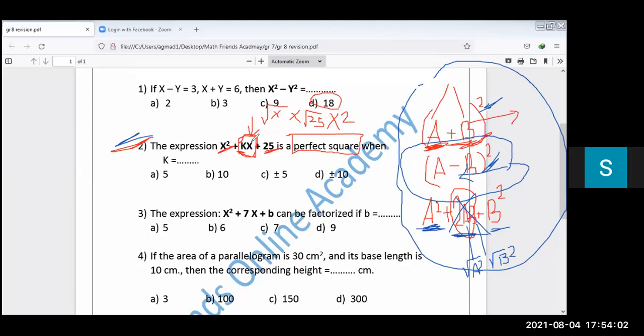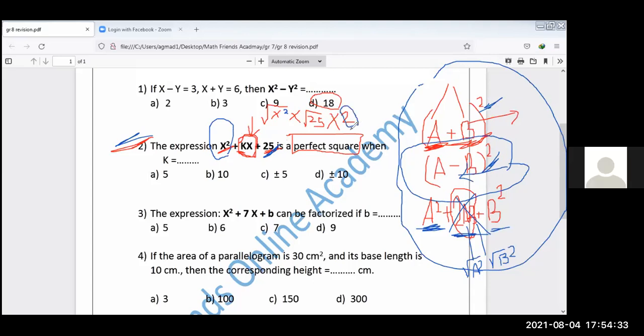Here, I need to bring the middle term. Middle term means the first times the second times 2. Here, do you have x only? No, x power of 2. It means I need to cancel this power of 2. How can we cancel it? I will take the square root of it. And here, also 5. 5 times 2. This 2 is a constant with me.